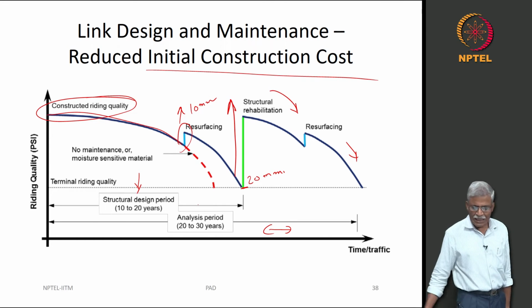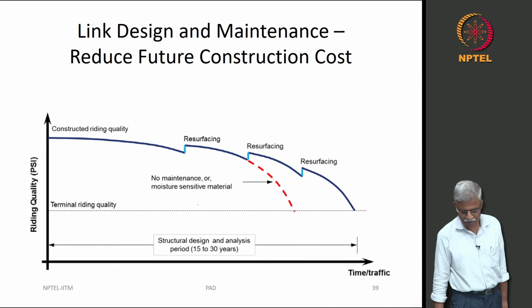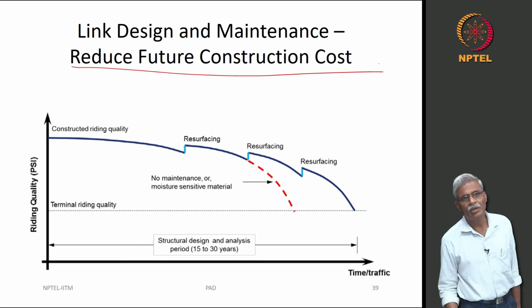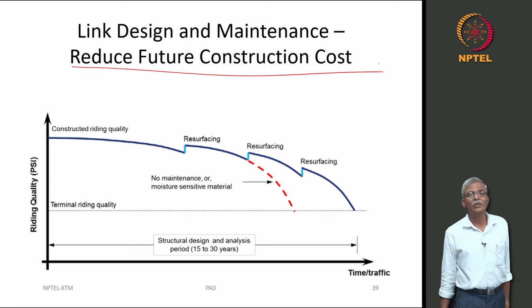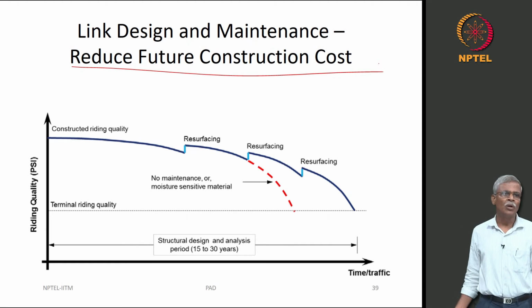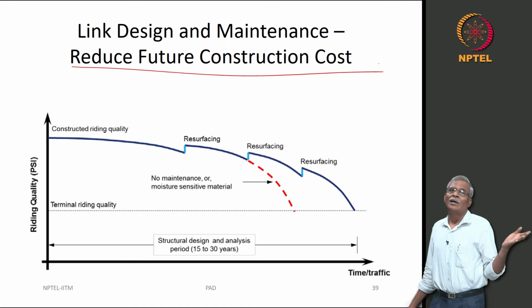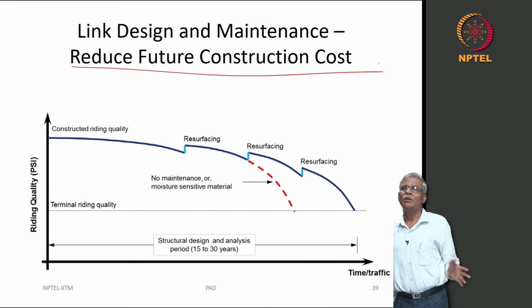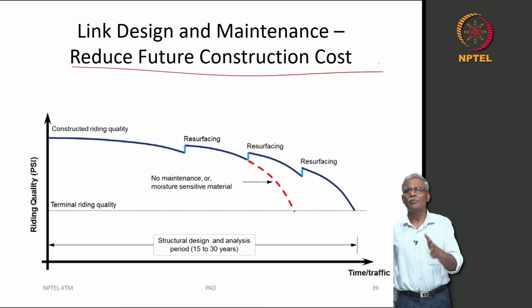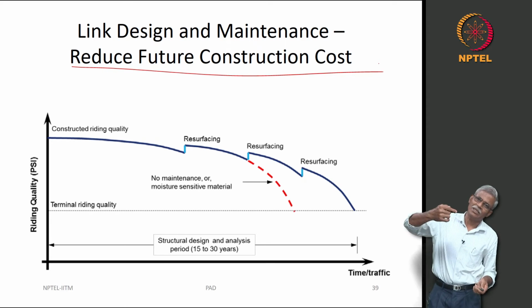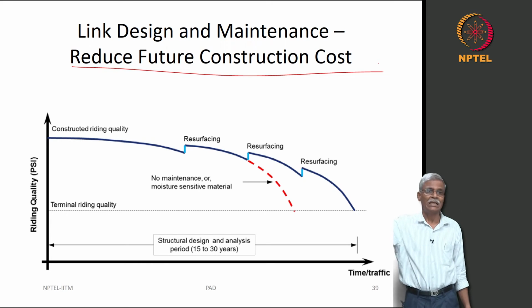So this is your reduced initial construction cost. Now what you are talking about is reduced future construction cost, because this is always a problem. Whatever money you spend, 1 rupee now, the same 1 rupee has a completely different value 5 years down the line. So do you want to reduce the initial cost, or do you want to reduce the future construction cost? Now this is something that we do as part of the pavement infrastructure management course, but what is interesting in the South African manual is that these things are an integrated part of the design strategy.